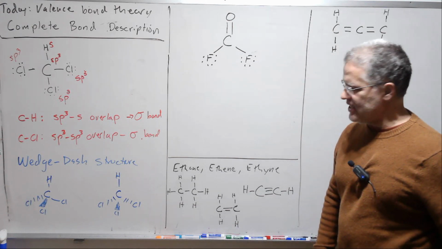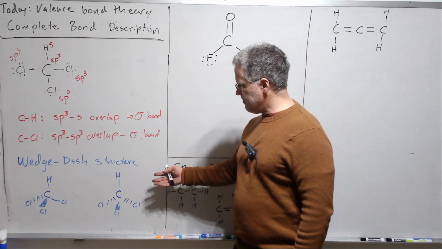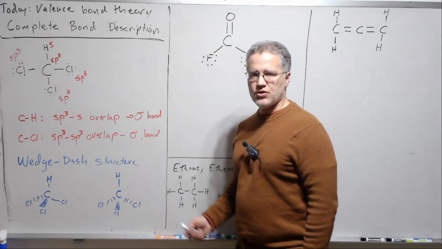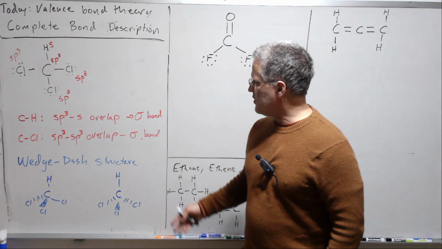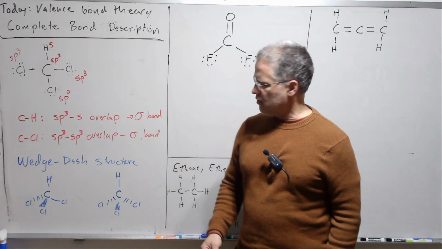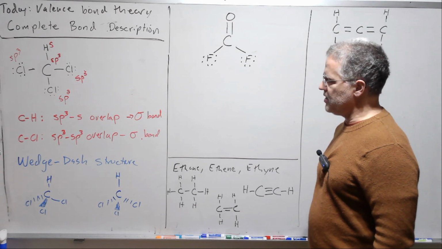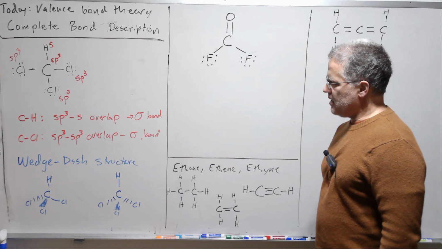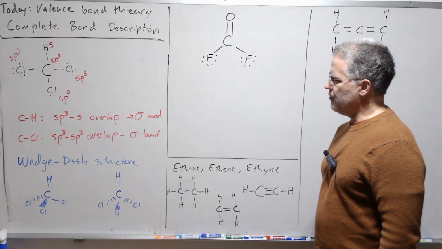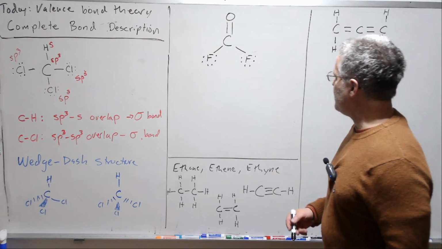And that's called the wedge dash diagram. So with the wedge dash diagram and then the complete bond description, we have the full-blown valence bond theory for this molecule. This happens to be chloroform. So we have the complete bond description and the 3D structure represented on a sheet of paper via valence bond theory. Okay, let's do a couple of other examples.